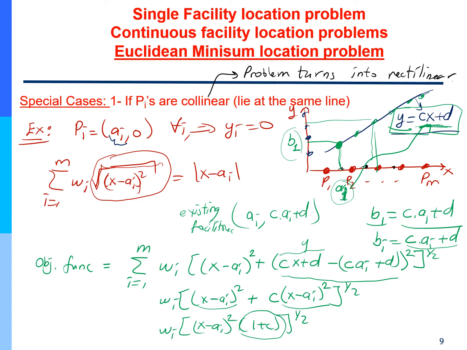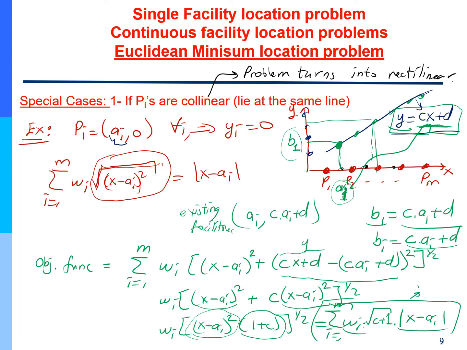And actually, this appears to be wi times square root of c plus 1 times, and what is the remaining part? It is the square root of this square, which comes out as an absolute value, which is x minus ai. And I am just taking this summation I from 1 to m. And what is this? It is rectilinear. What is this c plus 1? It is just a constant. You just find the rectilinear solution and multiply it by square root of c plus 1, that's it.